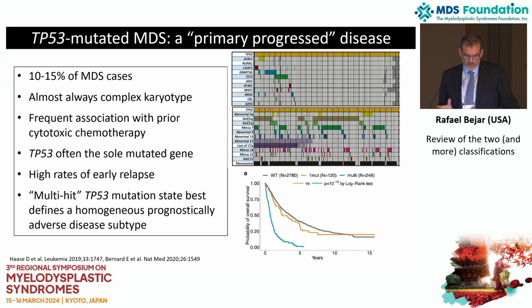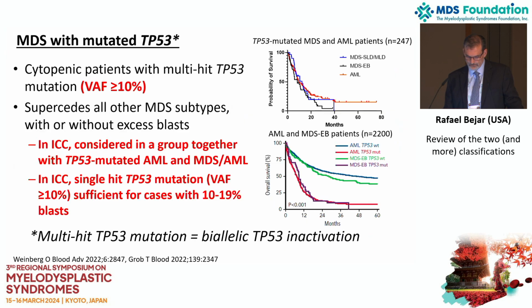We know that TP53 mutations do have some very unique biological features beyond just having a poor prognosis, typically associated with complex karyotype, actually associated with fewer co-mutations in other genes, often seen in therapy-related disease, and of course, very high rates of relapse and inferior overall survival. And as Dr. Daver showed, and Elsa Bernard demonstrated, there is this massive difference in survival, at least in MDS, when you think about multi-hit versus single-hit TP53.